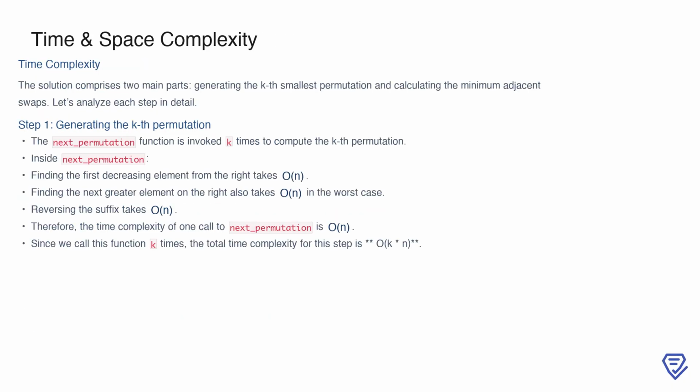To analyze the time complexity, we break the solution into two main steps, generating the kth smallest permutation and calculating the minimum adjacent swaps. First, let's consider generating the kth permutation. This involves using the next_permutation function, which we call k times.